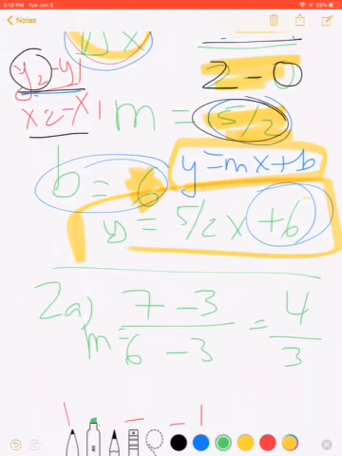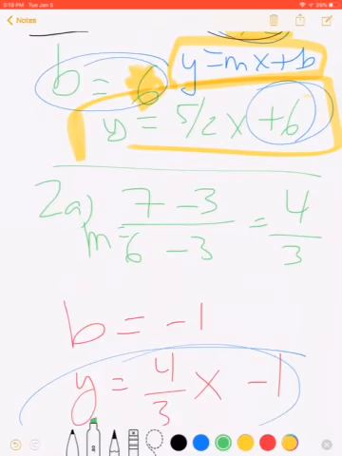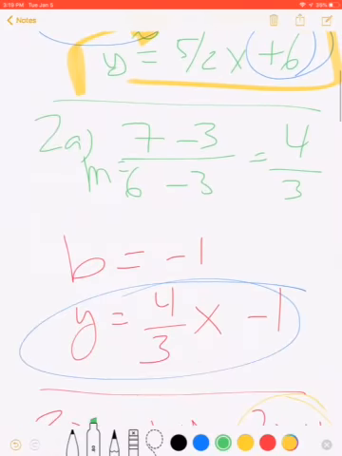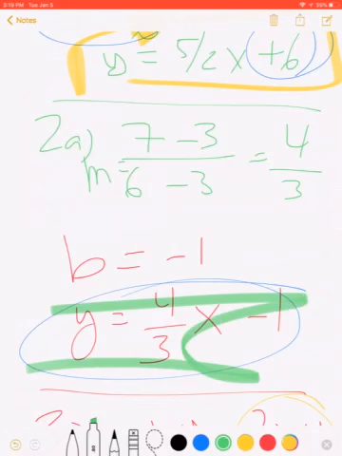So regardless of how you do it, you get the same answer as long as you don't break any rules. Same thing with 2a. Just go ahead and take your points, and you get 4/3 as your slope, and then you get -1 as your b. Sub it into the equation, and there's your equation.